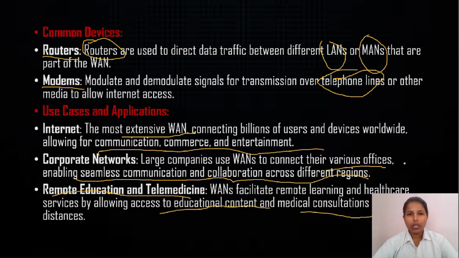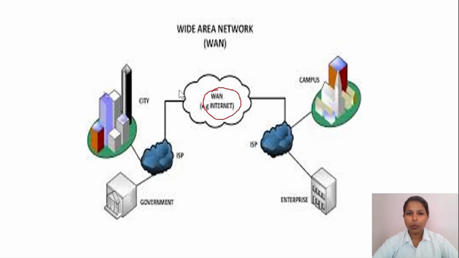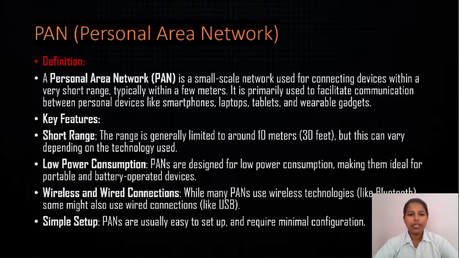So these are the things: what is LAN, WAN and MAN. I hope you understand about the wide area network, local area network and metropolitan area network. Now we can look at a smaller network, that is PAN. This is the PAN, which is the personal area network. A personal area network is a small-scale network used to connect devices within a very short range, within a few meters, and primarily used to facilitate communication between personal devices like smartphone, laptop, tablet and wearable gadgets.